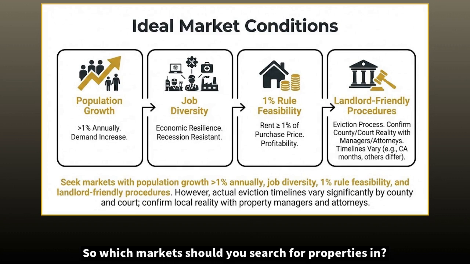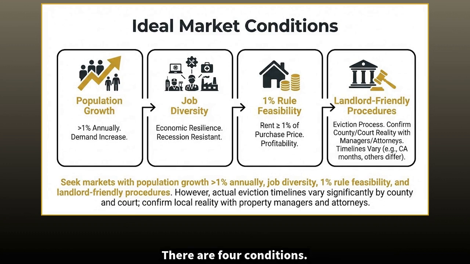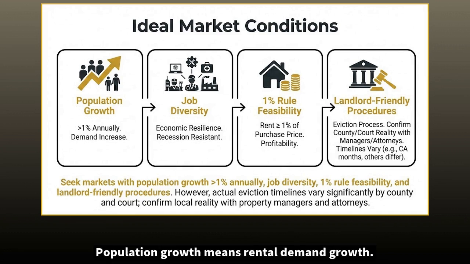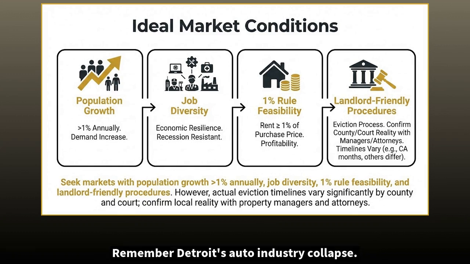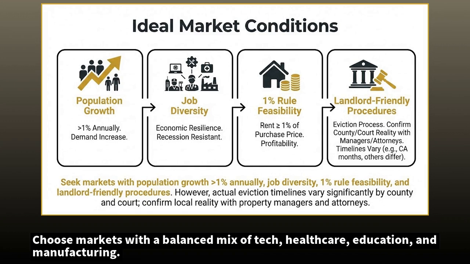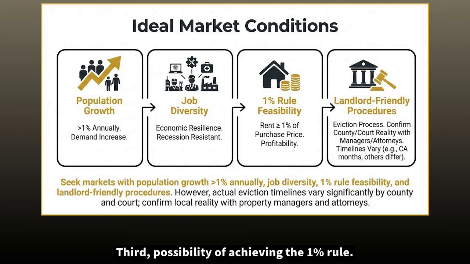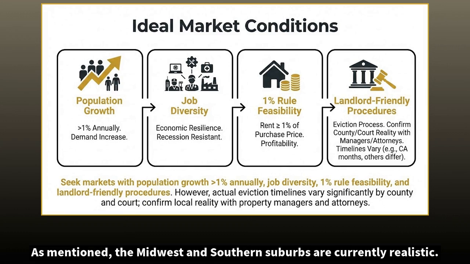So which market should you search for properties in? There are 4 conditions. First, population growth. Ideally, 1% or more annual growth. Population growth means rental demand growth. Vacancy risk decreases. Second, employment diversity. Cities dependent on one industry are dangerous. Remember Detroit's auto industry collapse. Choose markets with a balanced mix of tech, healthcare, education, and manufacturing. Third, possibility of achieving the 1% rule. As mentioned, the Midwest and southern suburbs are currently realistic.